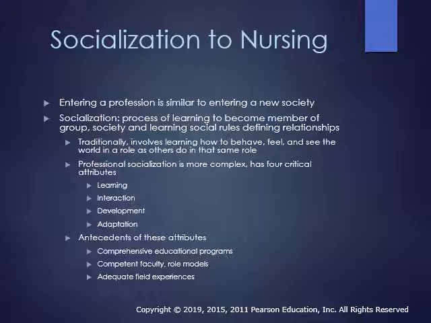Traditionally, socialization involves learning how to behave, feel, and see the world in a role as others do in that same role. Professional socialization, however, is more complex and has 4 critical attributes: learning, interaction, development, and adaptation. Before these attributes can be attained, there need to be in place comprehensive educational programs, which is what you're part of right now, competent faculty who are also role models, and adequate field experiences. This is all part of the program in which you're involved.